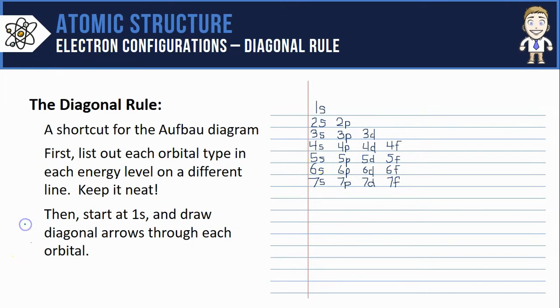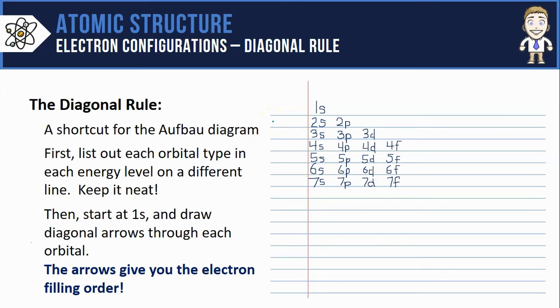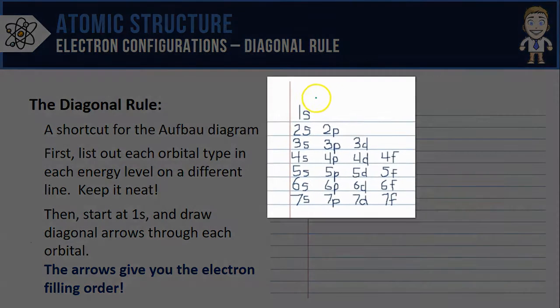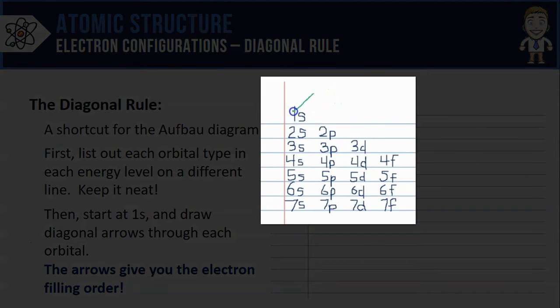And once you've got those listed out, it's time to start drawing the diagonal arrows. So we're going to start at the 1s orbital and draw diagonal arrows through each orbital. And this is the key to the diagonal rule, because it's drawing in those arrows that gives you the proper electron filling order. Watch me to see how it works. So the first orbital I place electrons to is the 1s because that's the first orbital my arrow passes through. After the 1s, we fill the 2s orbitals. After the 2s, we fill the 2p and then the 3s orbitals.